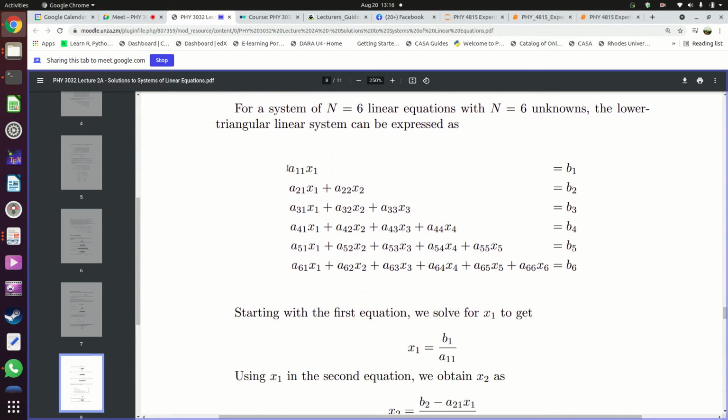So in this particular case, you of course start with this bit here. You start with the first equation, which is your a11 x1 equals b1. When you do that, you work out x1. So x1 is equal to b1 divided by a11.